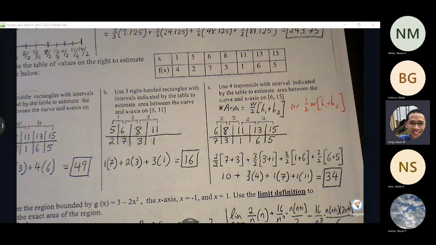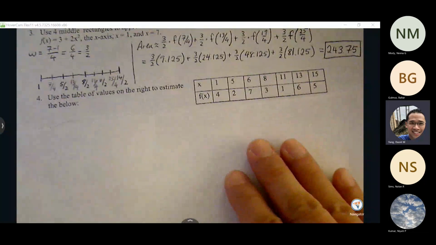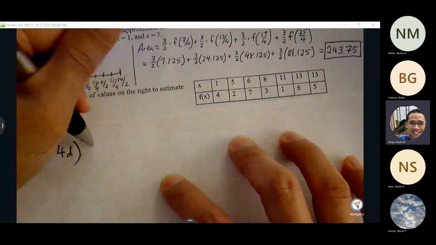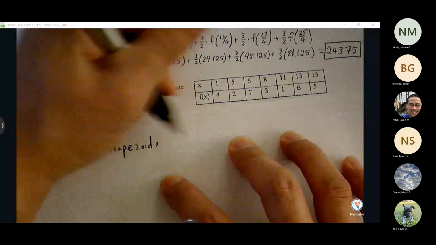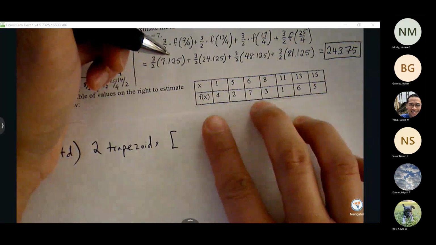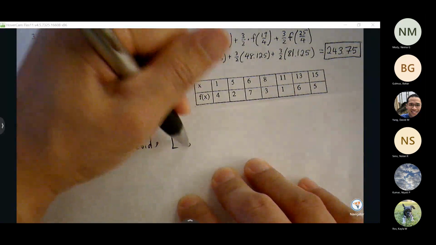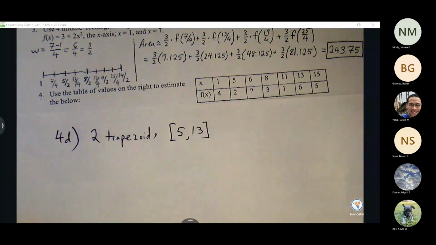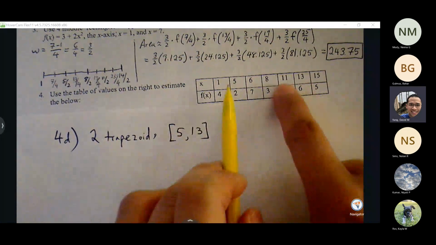Okay, I just thought of another one here. If you can find any room, or if you can just use a separate sheet, I'm gonna try more. I'm gonna try this, call this 4D, using the same table. Let's do 2 trapezoids from 5 to 13. So 2 trapezoids from 5 to 13.